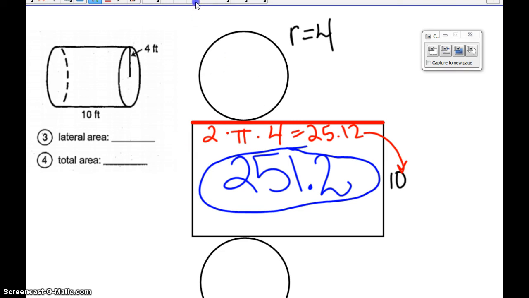Then I go up to here. And to find the area of this, it's just pi times the radius of 4 times the radius of 4. So pi r squared. And do that on your calculator.